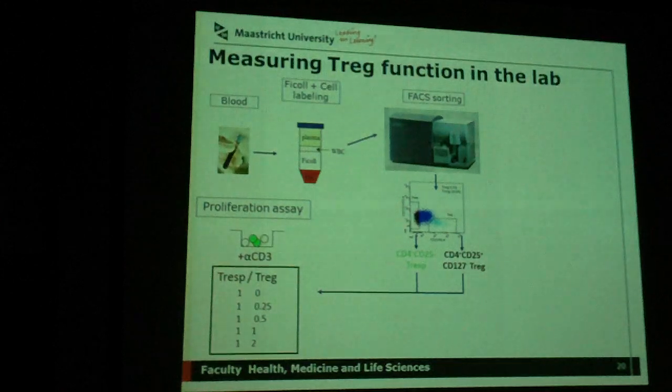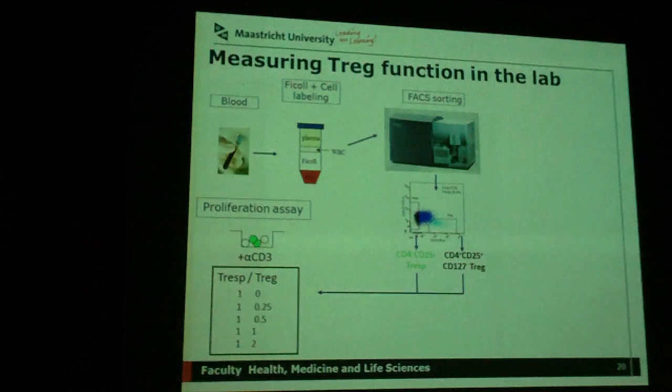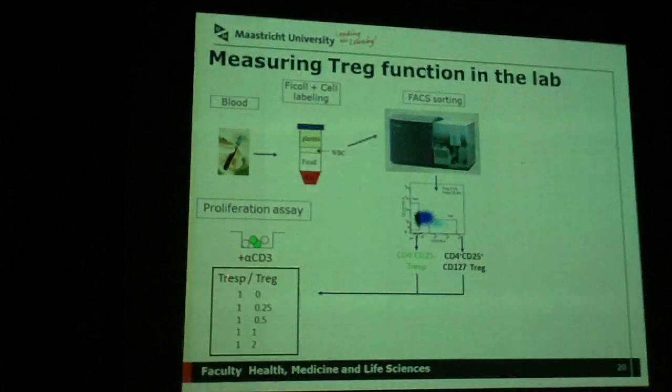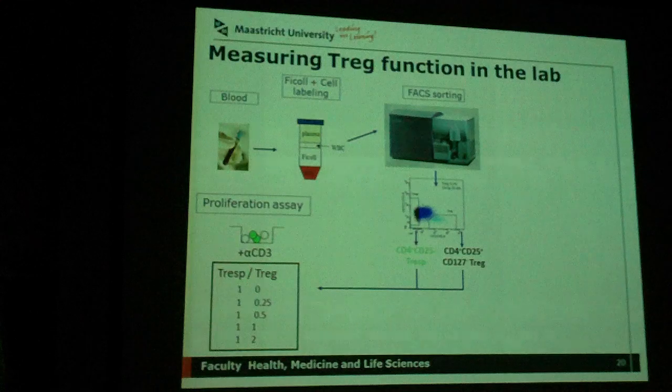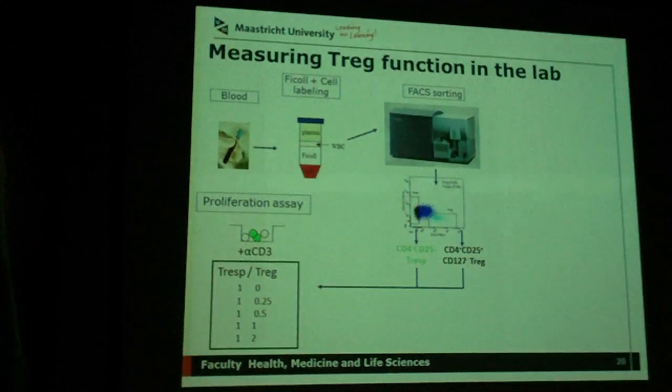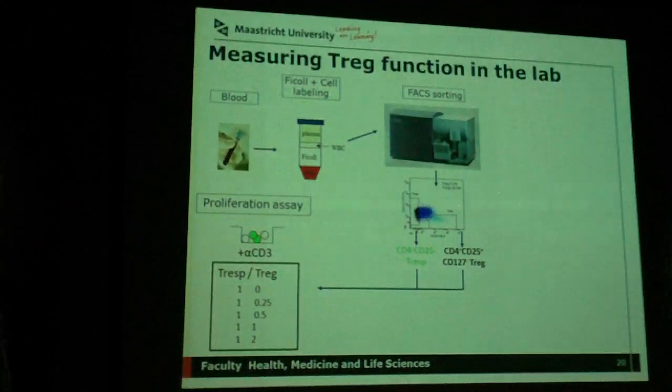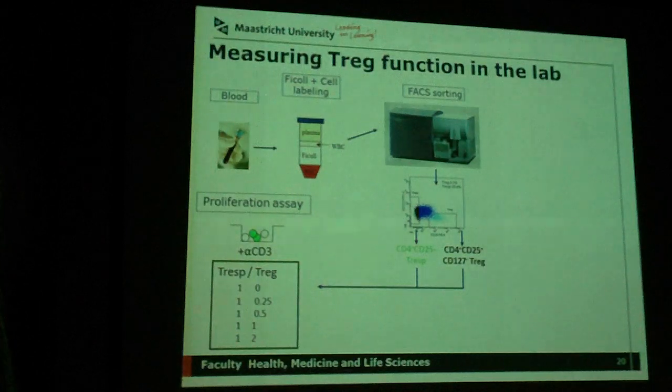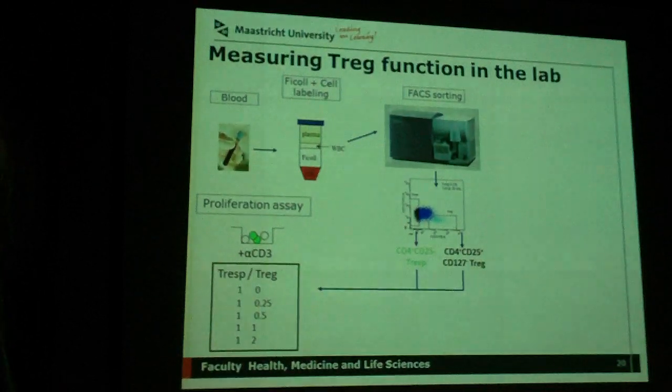Then we put them together in a 96-well plate in different combinations, so in different ratios. So responder cells alone, or in combinations with an increasing amount of regulatory T cells. And we stimulate these cells with anti-CD3. This is a method to activate both responder cells and the regulatory T cells.